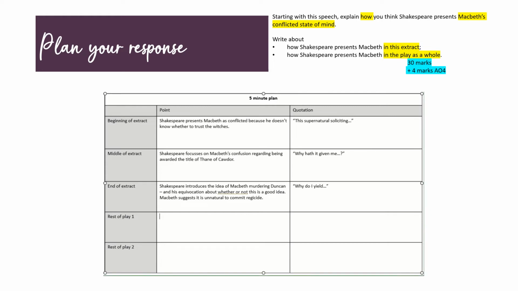Right, then we need to think about 2 ideas from the rest of the play. The world is your oyster here. There are so many different things that you could write about. What I'm going to focus on is a couple of sections that I know really well and that I know I can write fabulous paragraphs about.